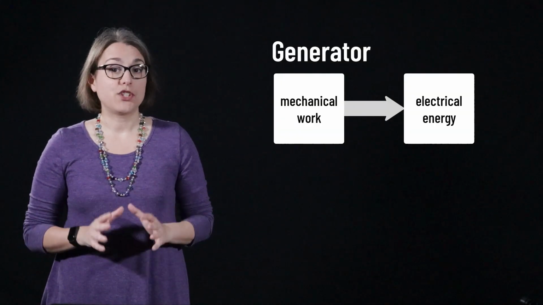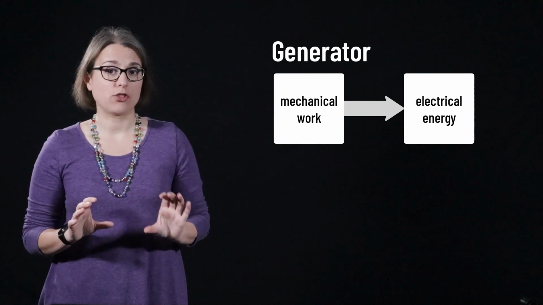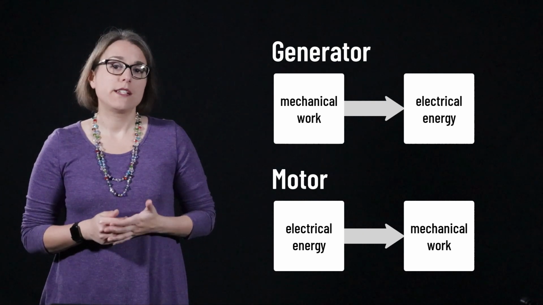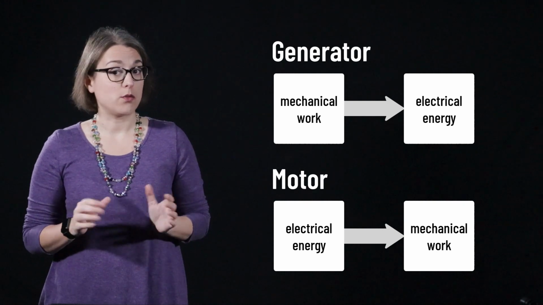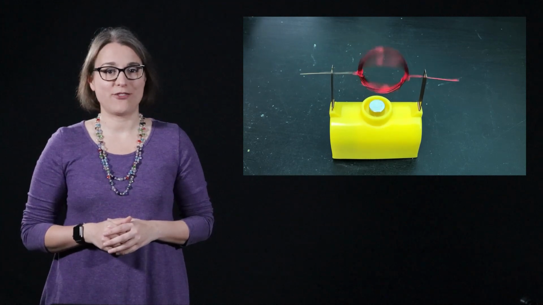In sum, a generator is a device that converts mechanical work to electrical energy. The opposite process is also useful. A device that converts electrical energy to mechanical work is known as a motor. We saw examples of a DC motor in Lecture 24.